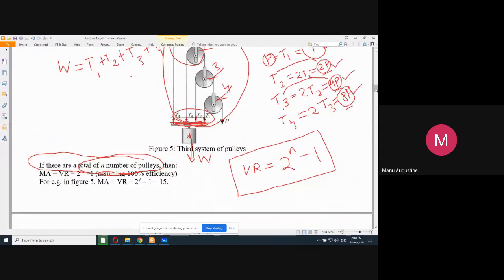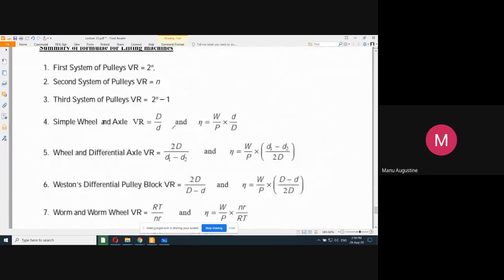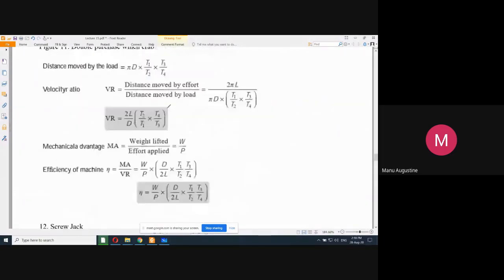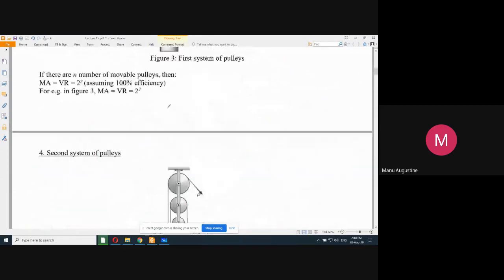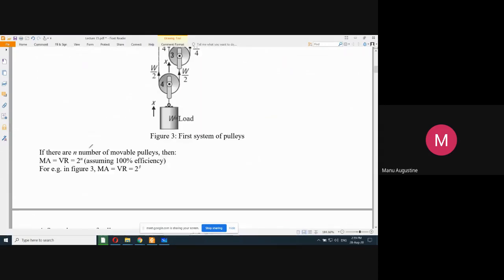And if we go to the extreme end of this chapter that I have given, you can remember these. First system of pulleys, velocity ratio 2 raised to power n. And what is small n here? Let us go and recall. फर्स्ट सिस्टम ऑफ पुलीज में मूवेबल और नॉन मूवेबल का कॉन्सेप्ट है कि नहीं है, ये अलग से याद रखना पड़ेगा आपको. फर्स्ट सिस्टम ऑफ पुलीज, what is small n? n is the number of movable pulleys. So you have to remember it like that.